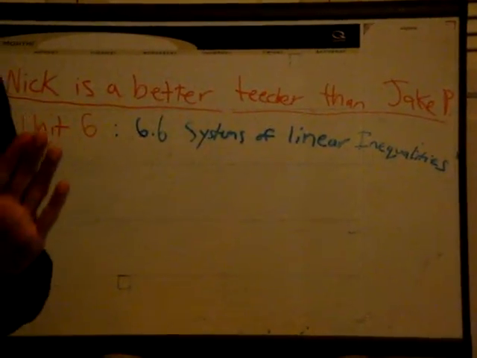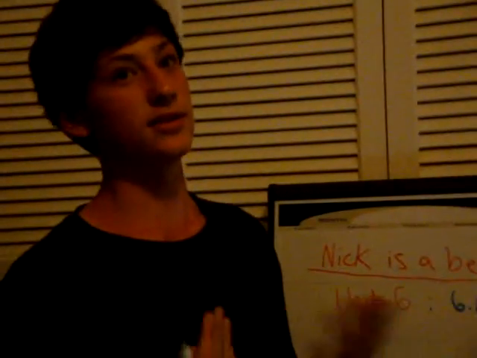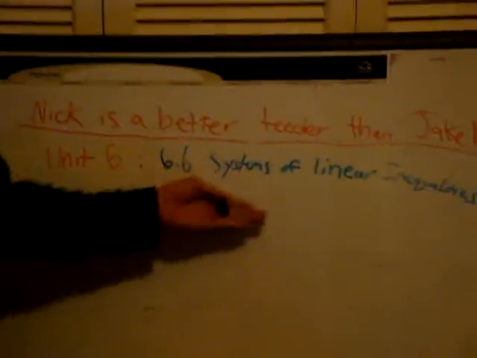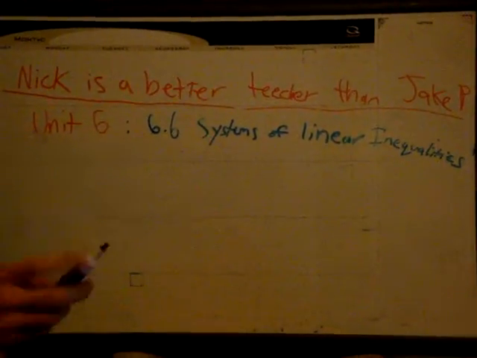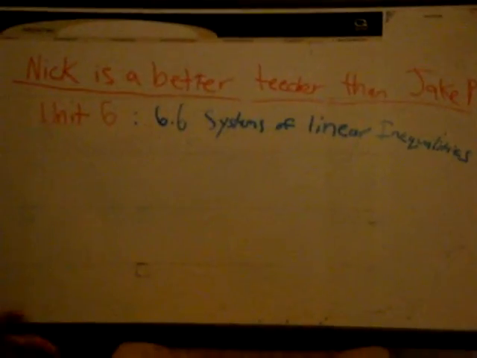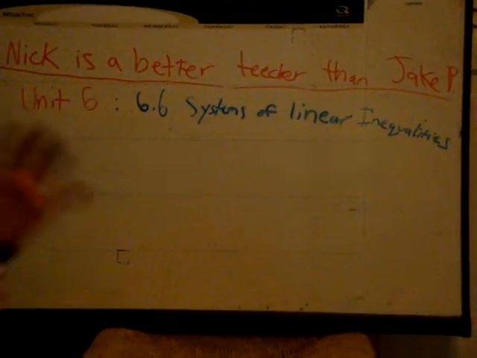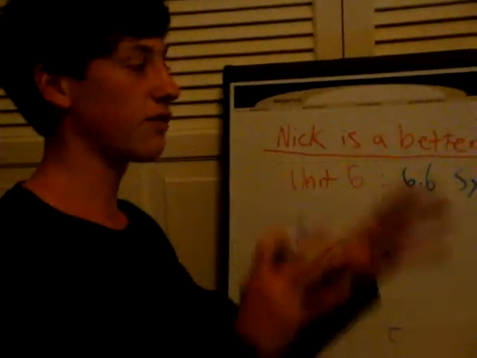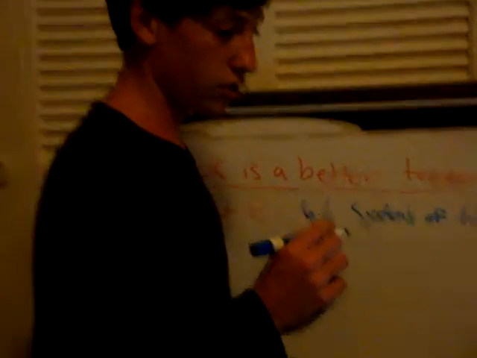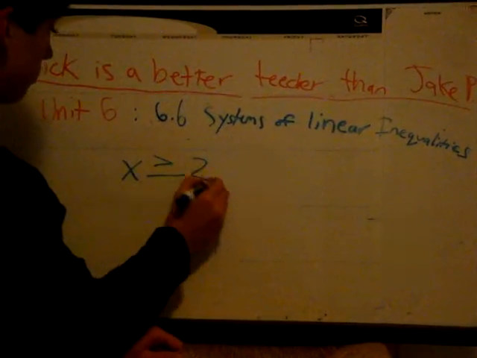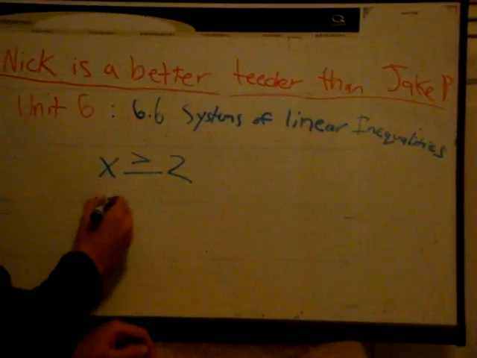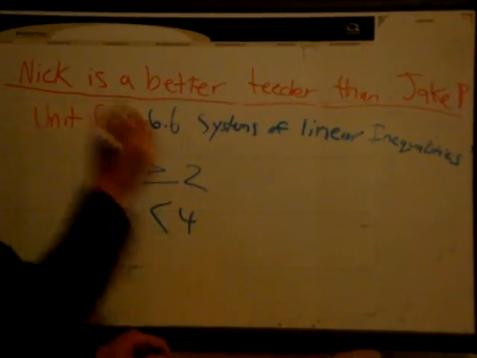Okay, we're back to Unit 6. So real quick, last time, my apologies, I wrote 6.4. I meant to say 6.5. No biggie. But this one, 6.6, Systems of Linear Inequalities. So what this means is it's almost like the last one, except there are 2 inequalities this time, and you have to shade accordingly. So our first example is x is greater than or equal to 2, and let's say y is less than 4.